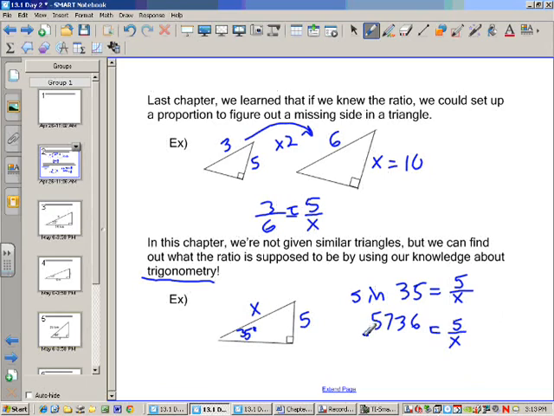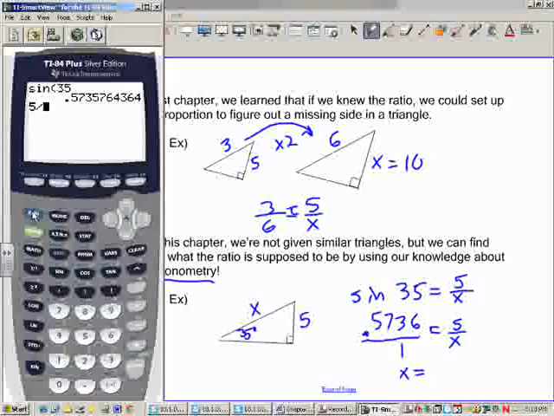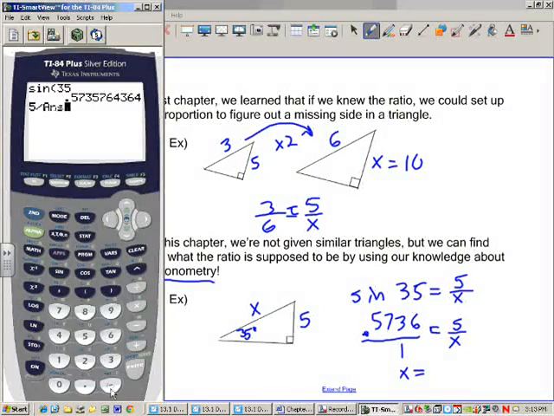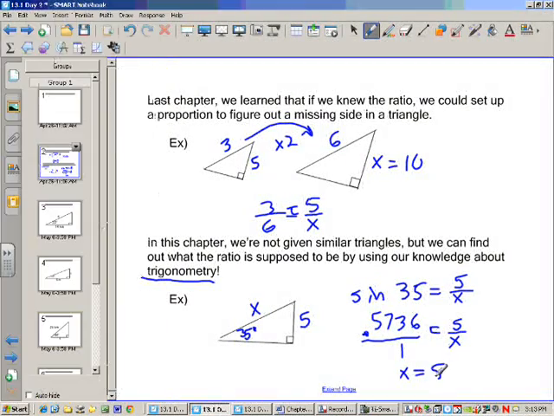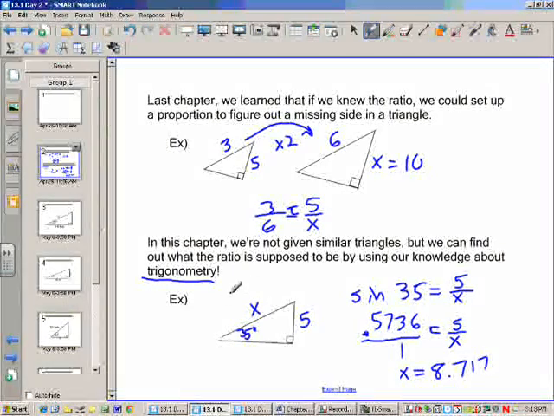So this left side, we could just put over 1, cross multiply 5 times 1 divided by that. It will give us, well, 5 times 1 is 5, 5 divided by this answer. Now, if I just want to put this answer in, I could just press second answer, which is this button down here. If I hit enter, that will be our value for x. So 8.717. So that's what my hypotenuse is.